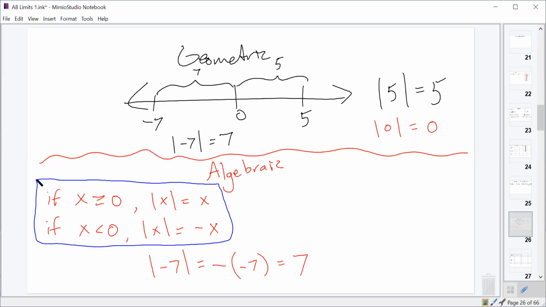Whether anybody ever taught you this or not, I have no idea, because I don't have any faith in any math teacher that you've ever had in your entire life.